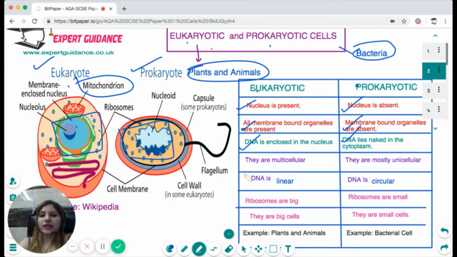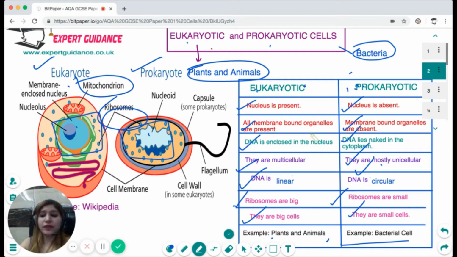Eukaryotic cells are mostly multicellular, but prokaryotic cells are mostly unicellular. Eukaryotic cell DNA is linear, but prokaryotic cell DNA is circular. Both eukaryotic and prokaryotic cells have ribosomes, but in a eukaryotic cell the ribosomes are big. In a prokaryotic cell, they are small. Eukaryotic cells are multicellular big cells, whereas prokaryotic cells are small unicellular cells. Examples are a plant cell and an animal cell for a eukaryote, and for a prokaryote, a bacterial cell.